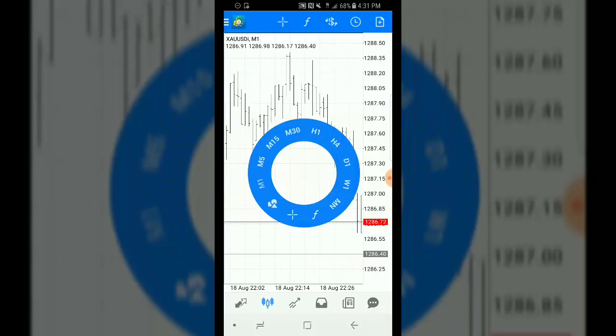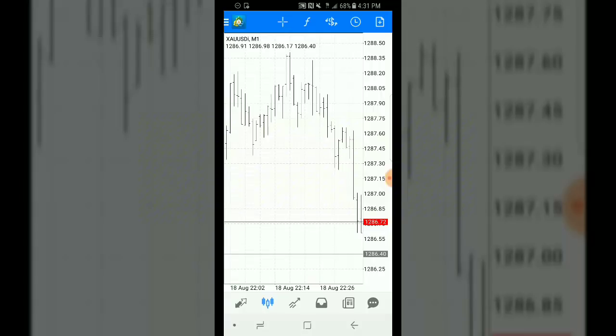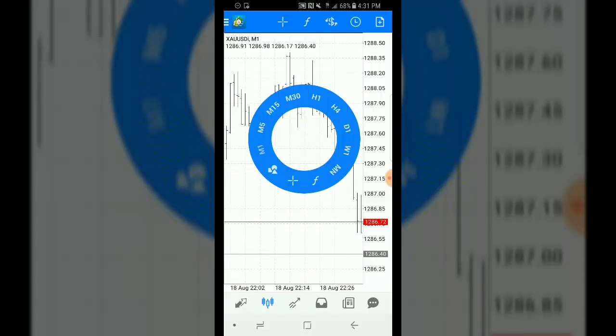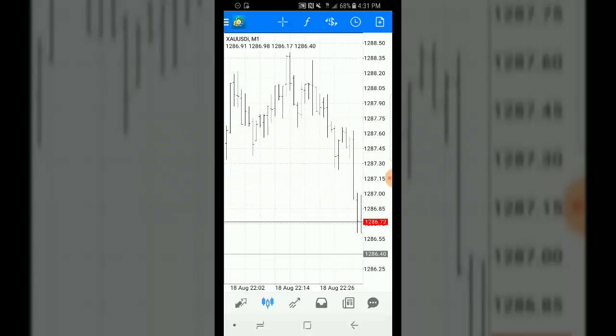When you click on your flywheel here, you can see all your different time frames: 5 minute, the 15 minute, 30 minute, 1 hour, 4 hour, 1 day, 1 week, 1 month. And then you have your F, which will give you your indicators, and then your plus, which will take you to your crosshair, and then you have your triangle, circle, square that will take you to your trend lines and other indicators that you can use on your chart. So the first thing we're going to do is to make this chart come alive.